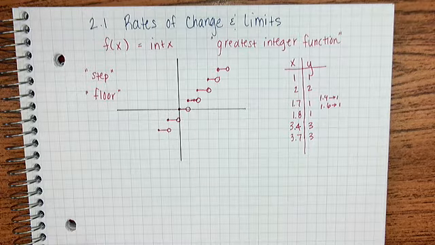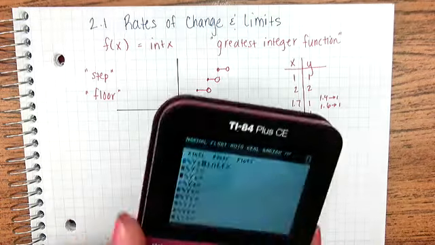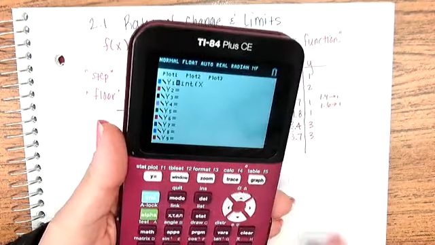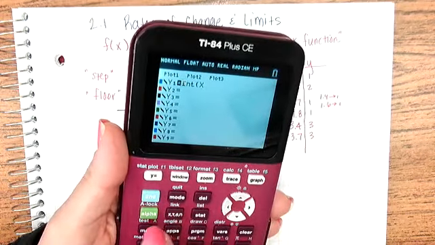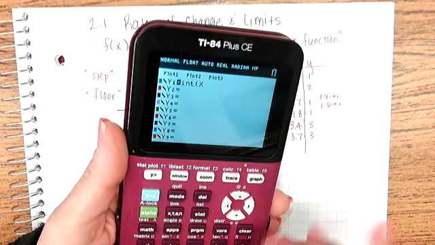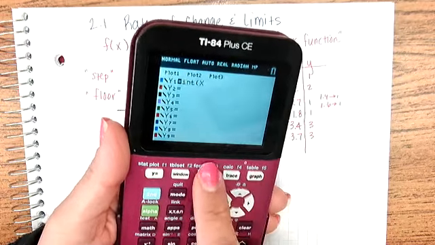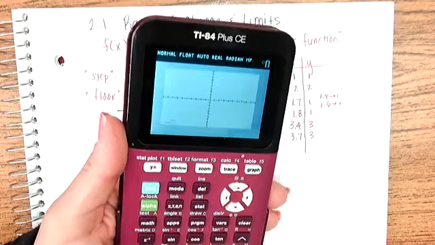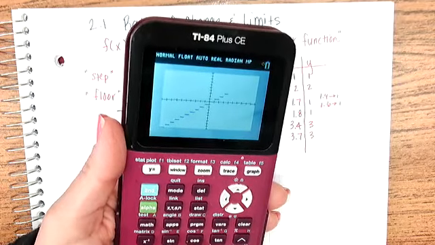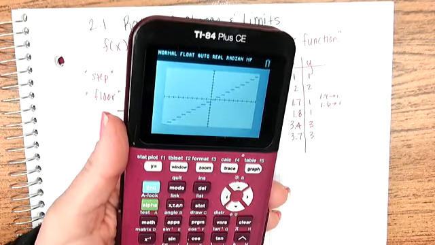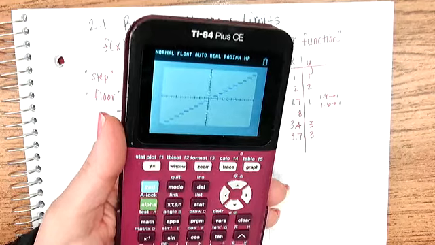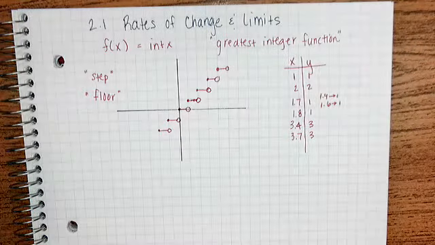Take a minute to plug that into your calculator. Again, that's math number 5. And when you graph this, let's do a zoom 6. And it looks like a bunch of steps. Okay, so that is the greatest integer function.